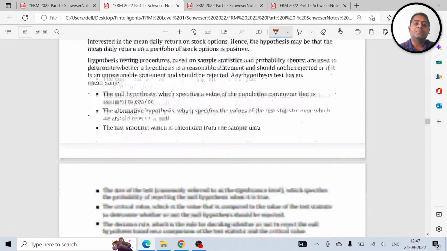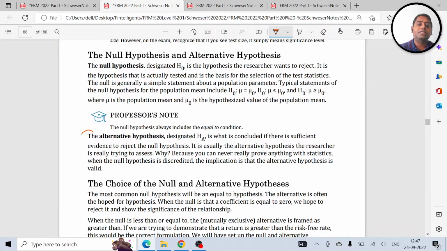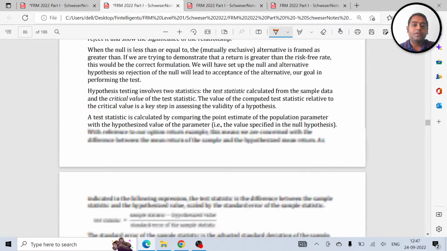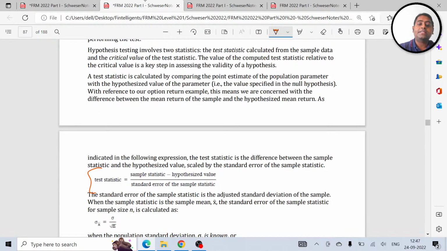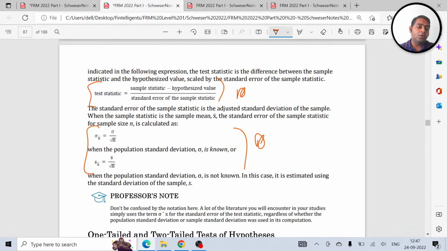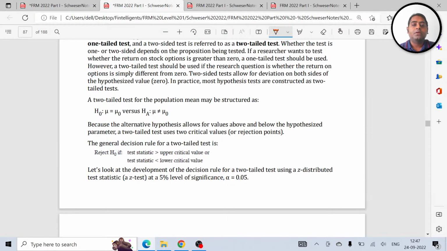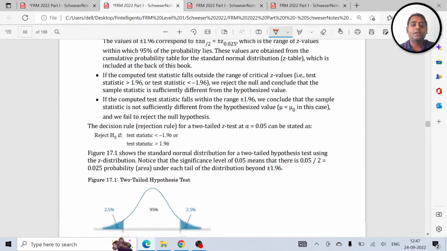First page, not so important. Null hypothesis. What is alternate hypothesis? This can be important. Choice of null, not so. Test statistic formula is important, and the standard error logic is important. So please make sure that you are good with that part. One tail, two tail test, not so critical.